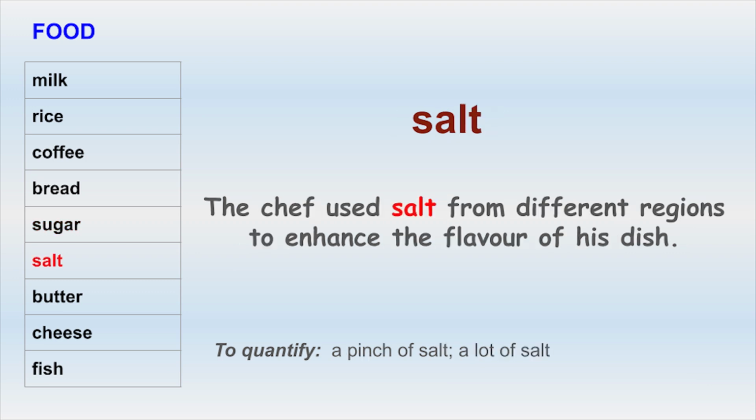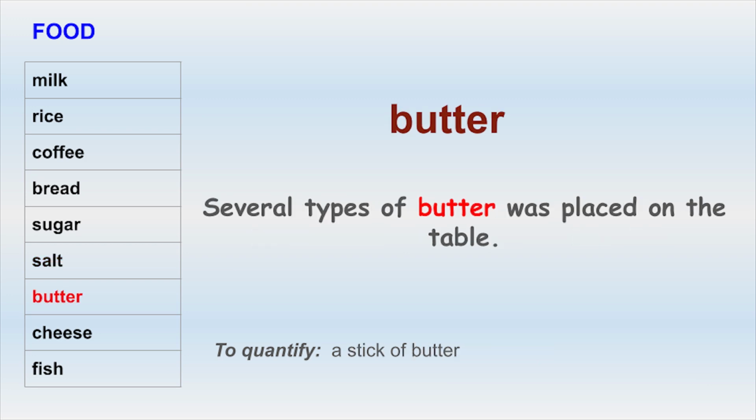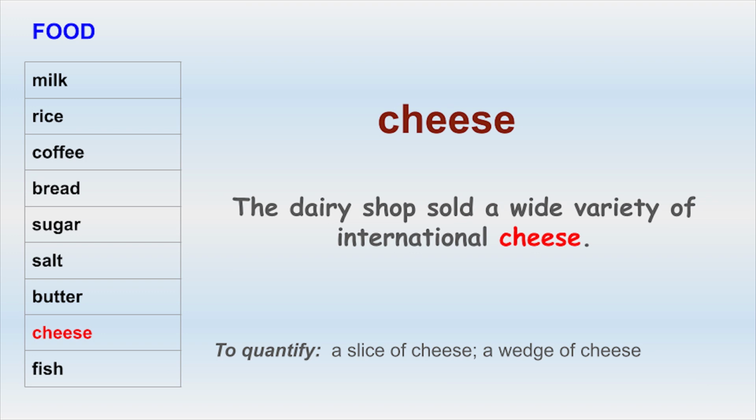Salt. The chef used salt from different regions to enhance the flavor of his dish. To quantify salt, we may say a pinch of salt or a lot of salt. Butter. Several types of butter was placed on the table. We may say a stick of butter to quantify butter. Cheese. The dairy shop sold a wide variety of international cheese. We may say a slice of cheese or a wedge of cheese to quantify cheese.